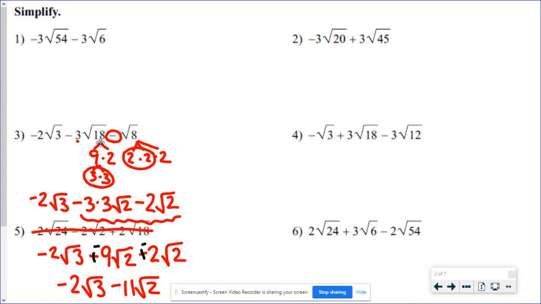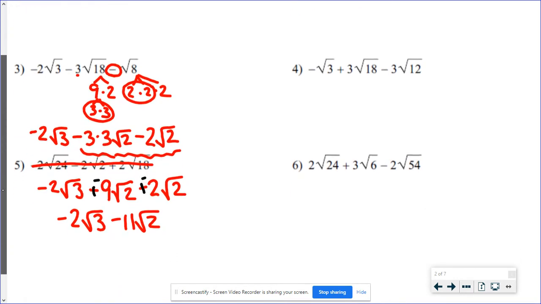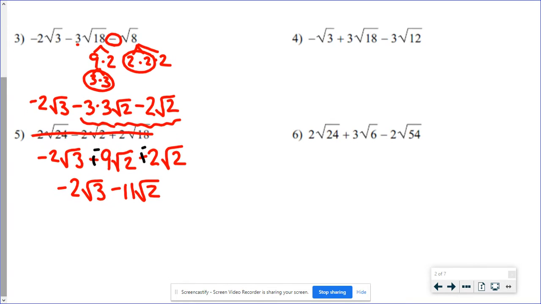Let's also, let's see here. Let's do number 6. None of those radicals right now seem to match. When I split up the 24, I would use a 4 and a 6, or an 8 and a 3. I'll have a pair of 2s.